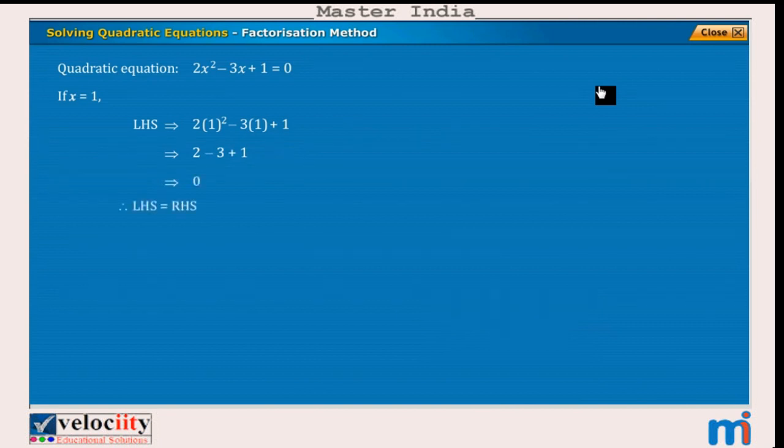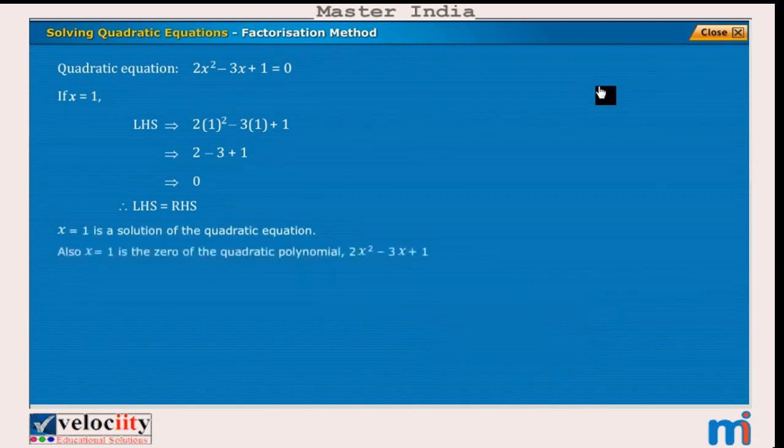Since LHS is equal to RHS, we say that 1 is the root of the quadratic equation 2x square minus 3x plus 1 is equal to 0. Therefore, x is equal to 1 is the solution of the quadratic equation. Also, x is equal to 1 is a zero of the quadratic polynomial 2x square minus 3x plus 1.